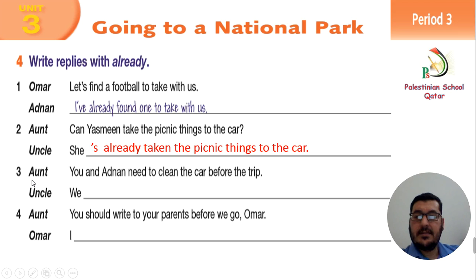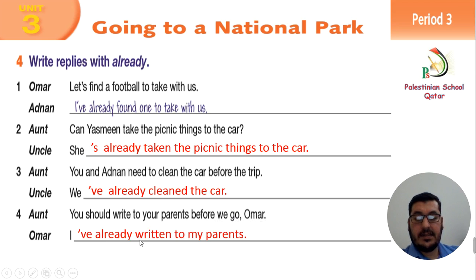Number 3, Aunt says, you and Adnan need to clean the car before the trip. And the uncle says, we've already cleaned the car. Number 4, you should write to your parents before we go, Omar. And Omar says, I've already written to my parents.